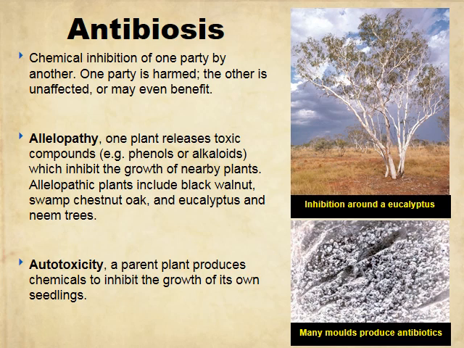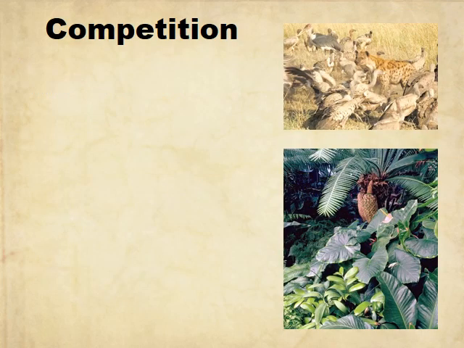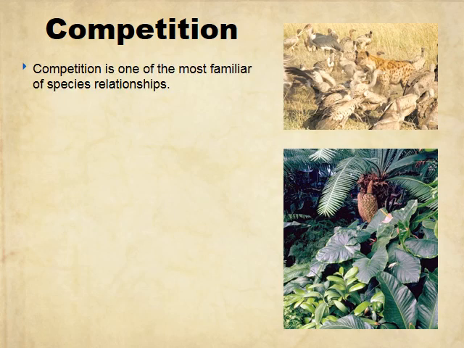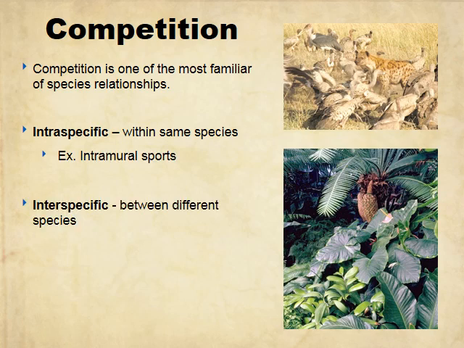Another example is autotoxicity. So a parent plant produces chemicals and that inhibits the growth of its own seedlings around it, kind of like allelopathy. Competition: two species cannot be in competition indefinitely. So intraspecific is within the same species, like intramural sports, and interspecific competition is between two different species. And what happens is they're competing because they are competing for the same resources or the same habitat.